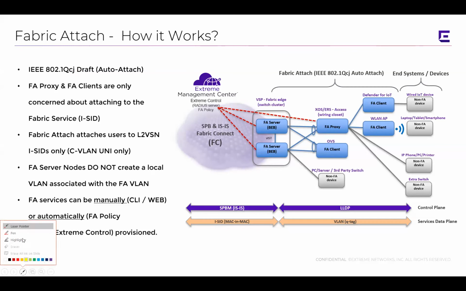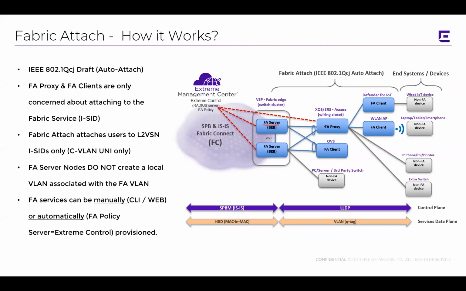Okay, so Johnny mentioned how we can provision the services inside the SPB domain. But Fabric Attach is more focused on the automation in the edge part. So we have several different types of elements. The first one I would like to talk about is the Fabric Attach server. It's also what we call the backbone edge bridge. It's basically the SPB-capable nodes that are sitting at the boundary of the SPB domain. So they are the nodes communicating between the non-SPB world and the SPB world. We call these Fabric Attach servers.